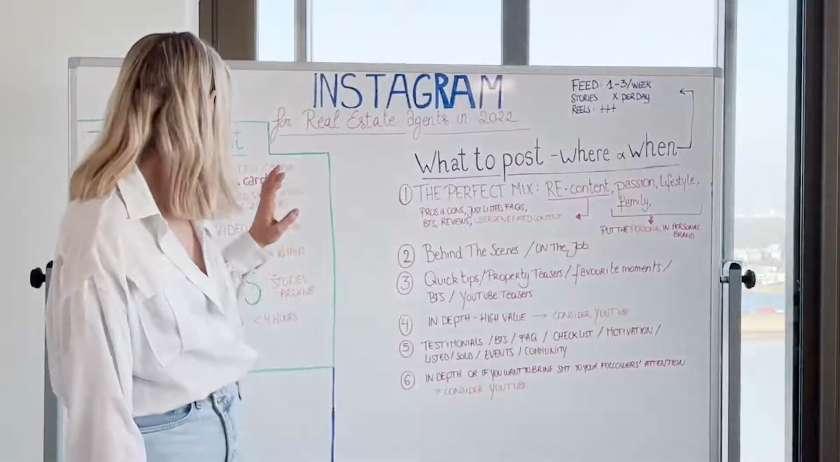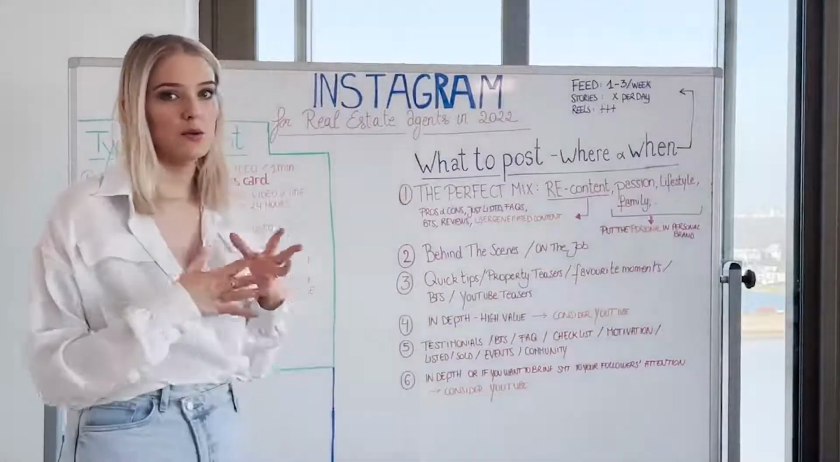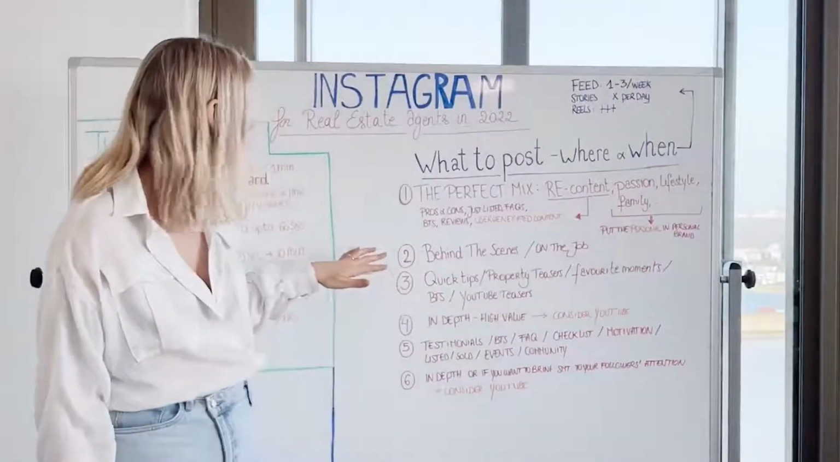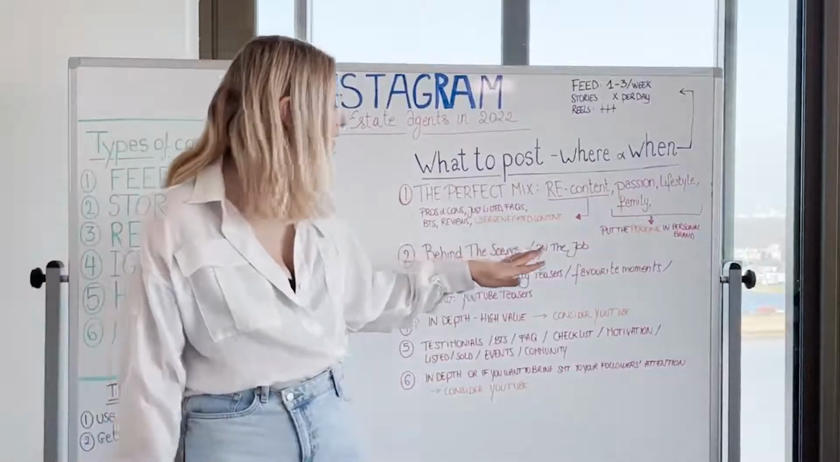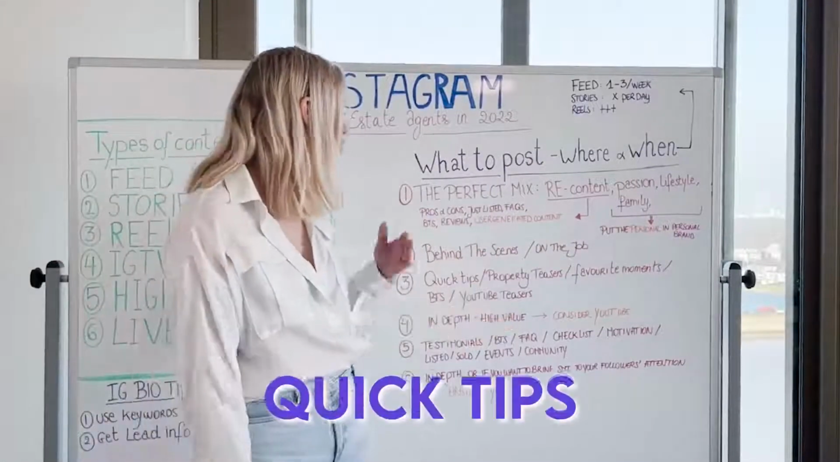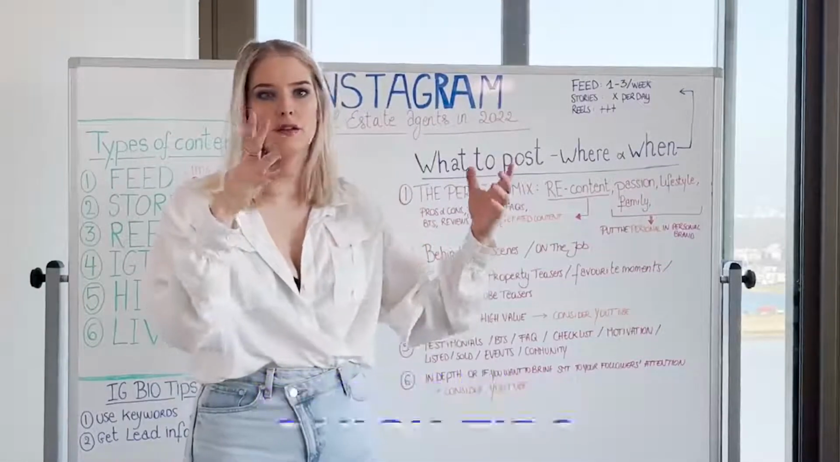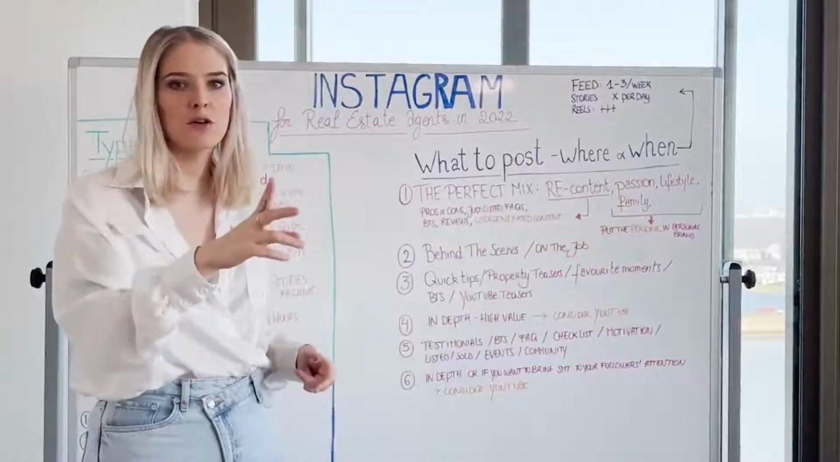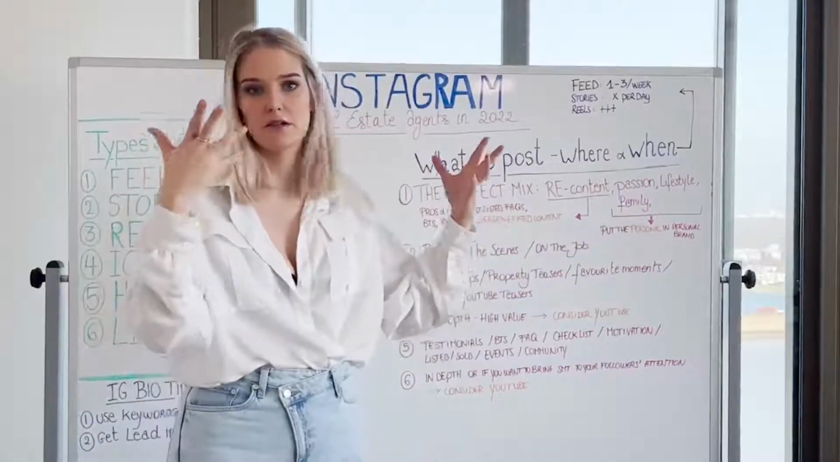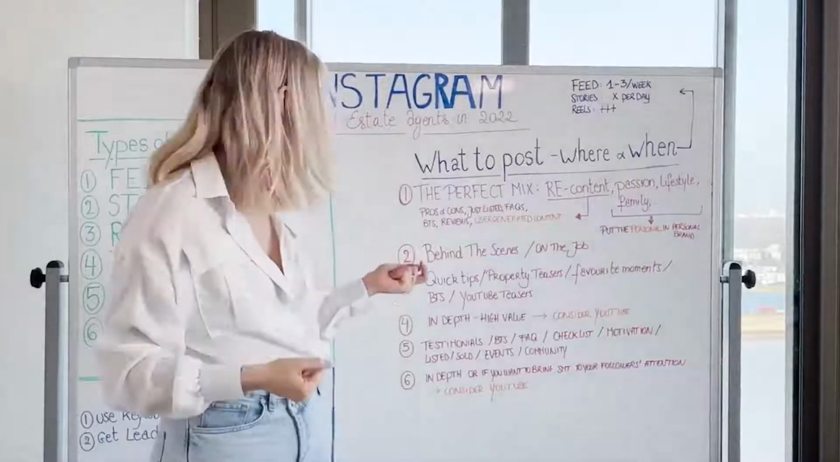So Reels are videos that are up to 60 seconds, and what I would advise you to use them for are quick tips, property teasers, favorite moments, behind the scenes, and YouTube teasers. So quick tips can be, for example, the number one thing you need to know about buying a house in this area, or the number one mistake I see sellers make. And just do a quick shareable video on that.